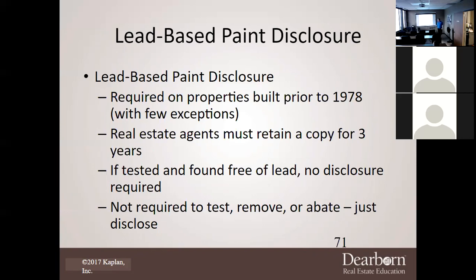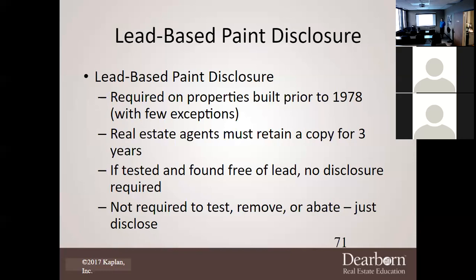But in the situation is, what happens? Lead-based paint, again, is going to be required on properties that are built prior to 1978 with few exceptions, okay? Do you see a house built in 1978? Should you give a lead-based paint disclosure? I said it was built in 1978. What does the law say?